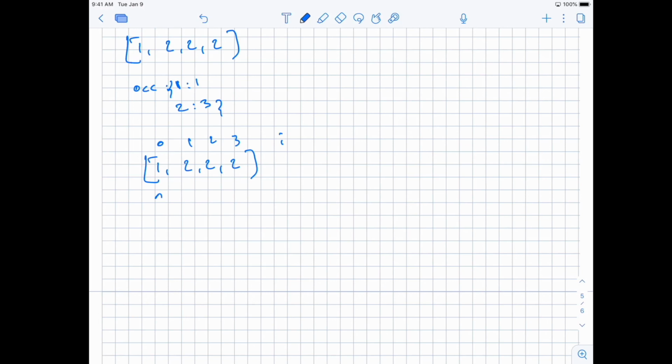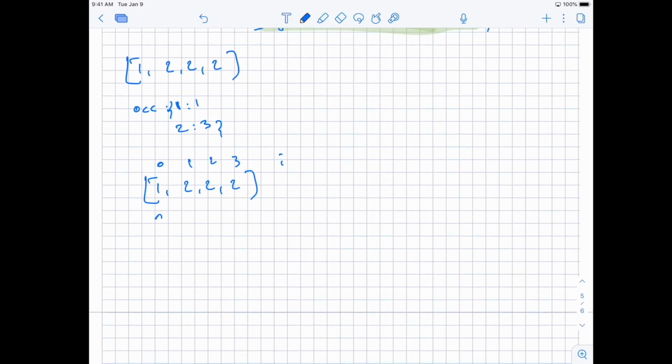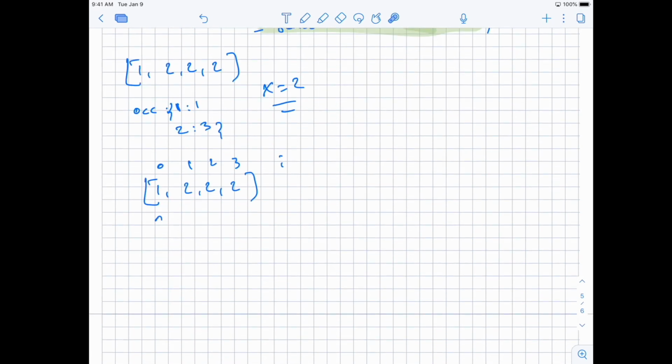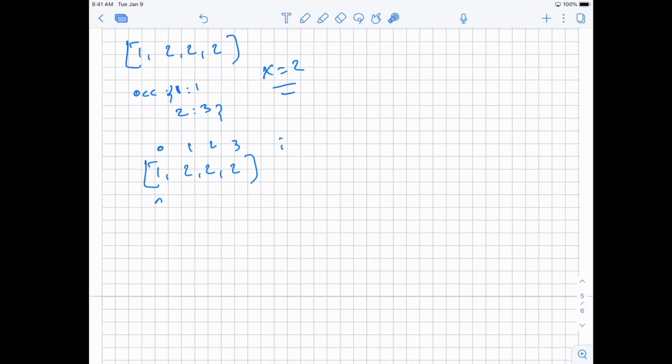So for each index, we can just check the occurrences of the dominant element, which is x equal to 2. We can check how many times it occurs on the left and how many times it occurs on the right, and apply this formula to the subarrays. And if it's valid for the 2 subarrays, that means we are done. We have a valid split, right? Because remember, a valid split needs the 2 subarrays to have the same dominant element. And we know that this dominant element has to be this one. So we just look for a valid split that gives us this as the dominant element for both subarrays.